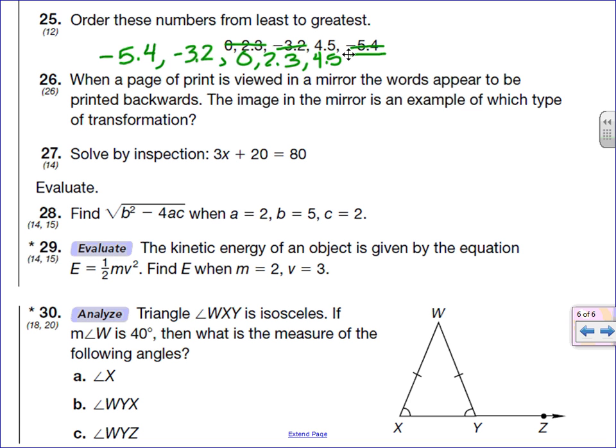When a page of print is viewed in a mirror, the words appear to be printed backwards. The image in the mirror is an example of which type of transformation? Well, this is a pretty common term in everyday language. It's a reflection. You look at your reflection in the mirror. It's the same thing in math. It's a reflection.